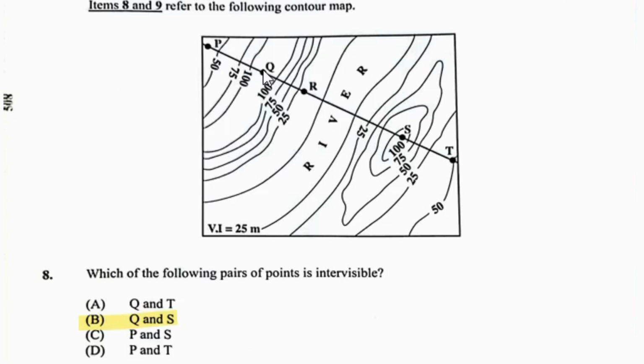Now, if we should look at 8A, Q and T. Whilst there's nothing in the way between Q and S blocking visibility, if we are standing at Q and we want to see over at point T, we would not be able to because point S, which is a higher elevation than point T, would be blocking the view. I hope I make myself clear.